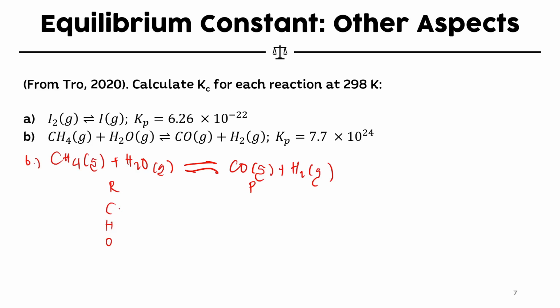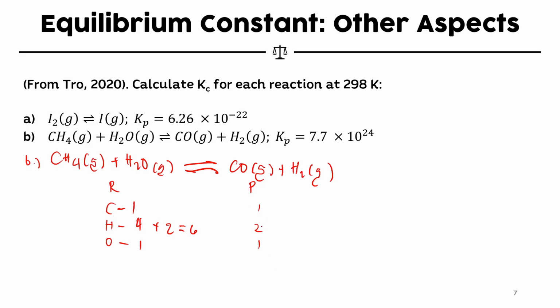So in the reactant side, we have one carbon atom and we have 4 hydrogens in this compound here, plus 2 from the water, and 1 oxygen here. So that we will have a total of 4 plus 2, 6 hydrogen atoms on the reactant side. On the product side, we have 1 carbon coming from the carbon monoxide, 2 hydrogens from the hydrogen gas, and 1 oxygen coming from the carbon monoxide.